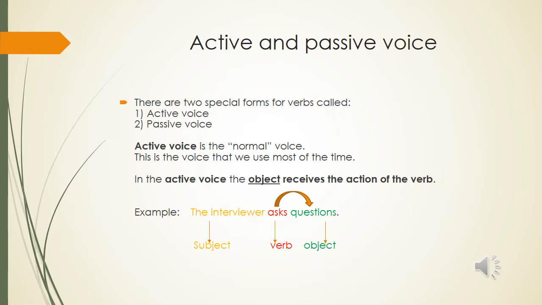Active and passive voice. There are two special forms for verbs called active voice and passive voice. Active voice is the normal voice. This is the voice that we use most of the time. In the active voice, the subject performs the action of the verb. For example, the interviewer asks questions. We've got the subject, the verb, and the object. The interviewer is the subject, asks is the verb, the doing word, and questions is the object.